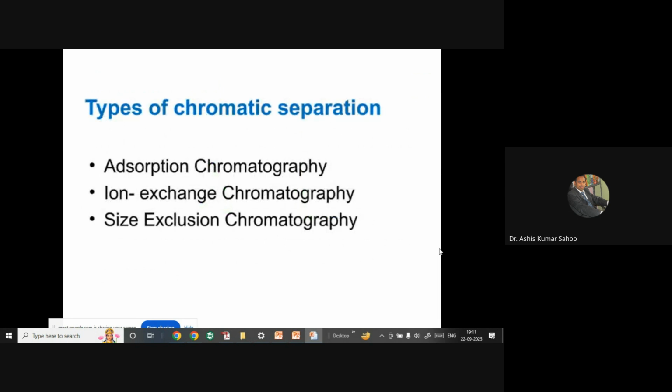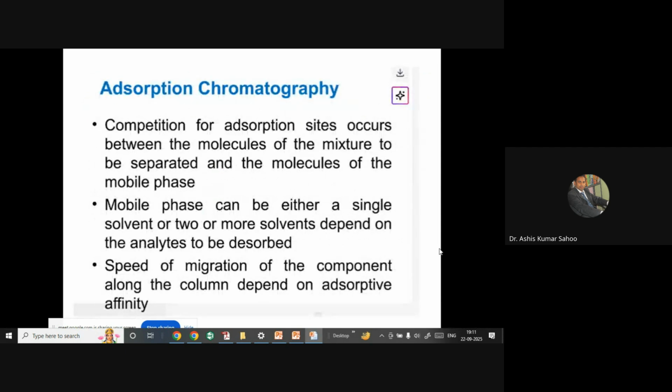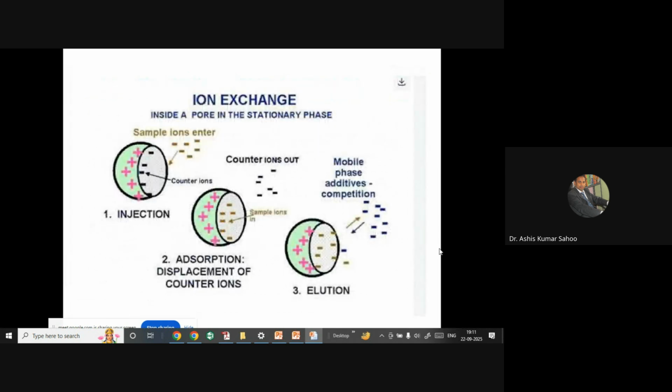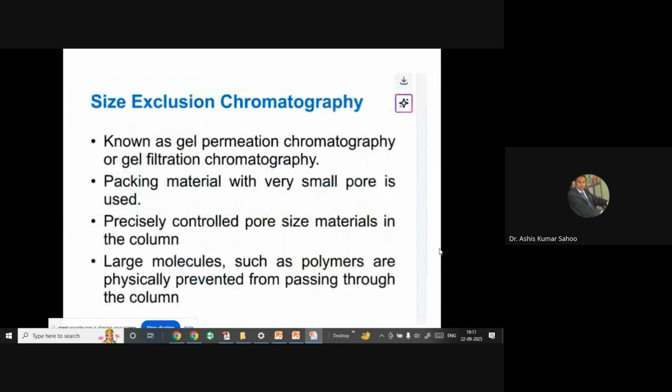Types of chromatography. There are different types: adsorption chromatography, where separation is based on the competition of adsorption sites between the molecules in the mixture. Ion exchange, so these are the different types. In separation, ion exchange will be used. So in HPLC you can use this.